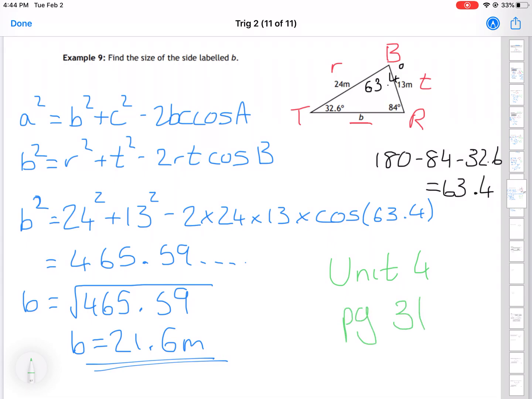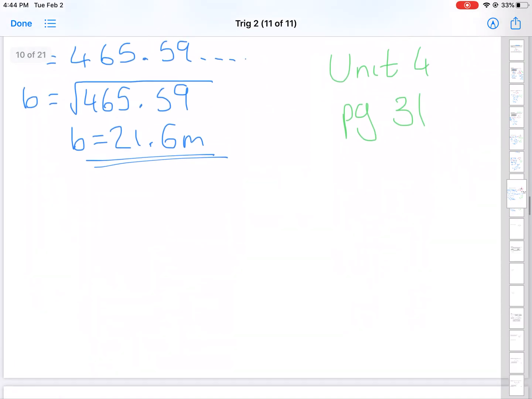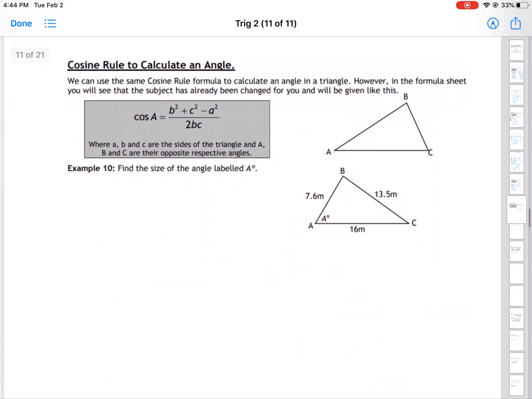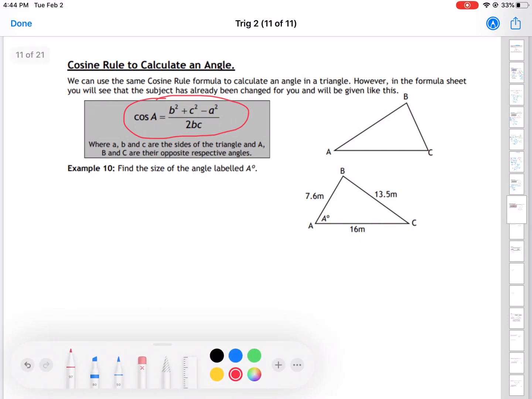Okay. Next, to find an angle using the cosine rule, we are given a new formula. So this formula here is given in your formula sheet. You don't have to start rearranging anything, doing the opposites, anything like that. It is given to you. Okay? So in this question, we want to find the size of angle A, which is down here.